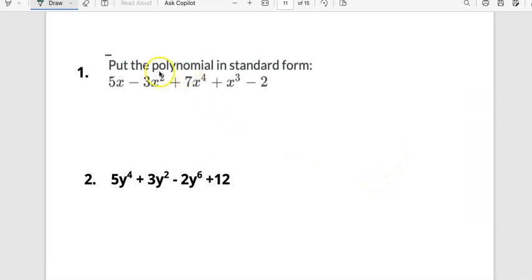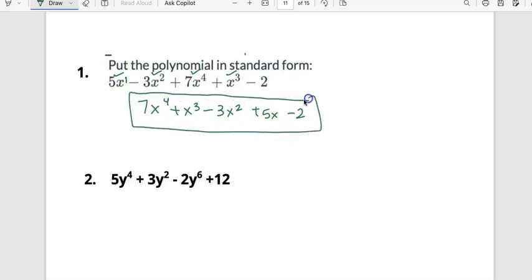Let's practice some problems. The question says, put the polynomial in standard form. Standard form means you look at the degrees of x, and the highest degree goes first. So this one with degree 4 will go first. Check. What about this one? This is the second degree, descending order. Check. I will write minus 3x squared. Check. And this is your plus 5x. Check. And that's your minus 2. So this is how you write polynomials in standard form.